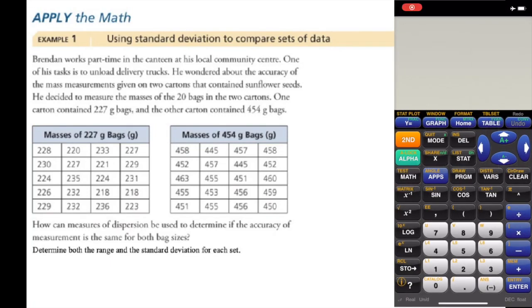So I have another example here. We're using standard deviation. Brendan works in the canteen at his local community center. He's unloading delivery trucks, and he's curious about something. He has 227 gram bags of sunflower seeds, and he has 454 gram bags of sunflower seeds. And he wants to know if the company that makes these sunflower seeds is actually being truthful about the mass of the bags, or if they're trying to rip you off.